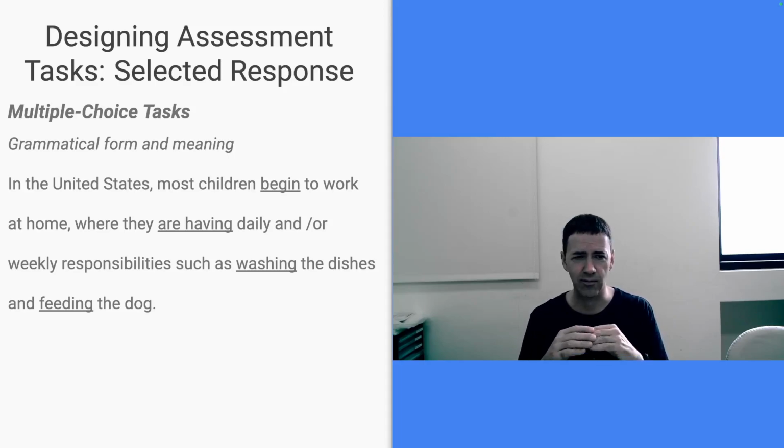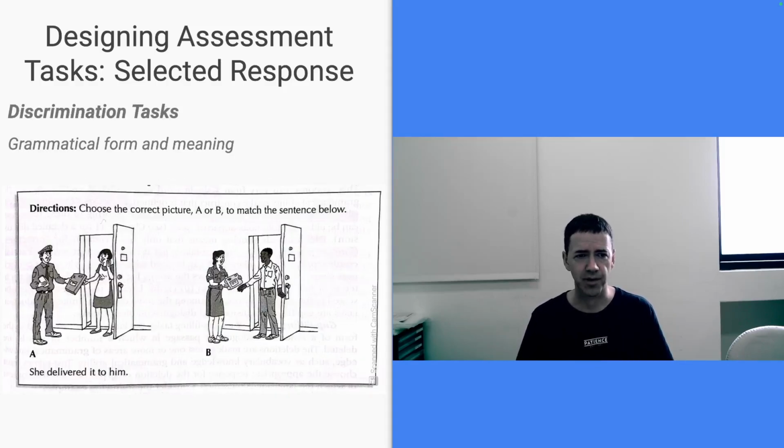That way it's really more about the grammar instead of the comprehension. Okay, and then we have discrimination tasks as well. So this one is grammatical form and meaning. So you see the sentence below, she delivered it to him. Okay, so there's a lot going on here. First of all, it's pronouns, and then delivered it to. So they have to be aware of the word order and that the verb is direct, right? She delivered it to him, not it was delivered to him or her, something like that.